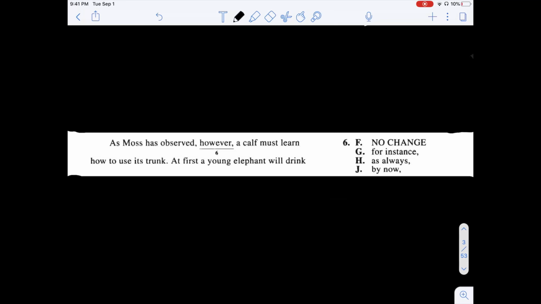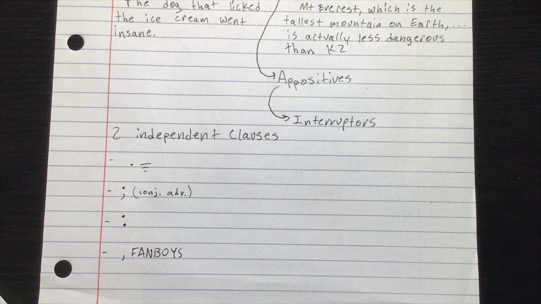All right, and then the last thing I'll say about interrupters is that sometimes you'll see them and they're transition words such as however or therefore or any of these. But usually the ACT doesn't test you on comma rules in these instances. Usually it's about which transition word fits best with the rest of the flow of the paragraph. Moving on to separating two independent clauses.